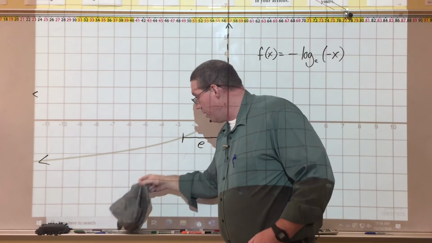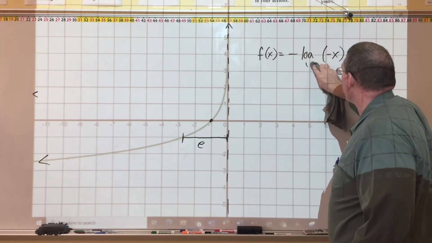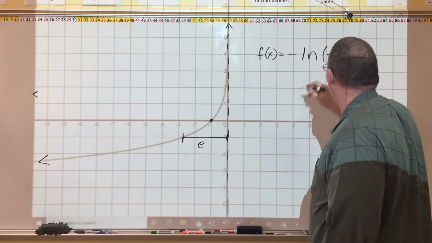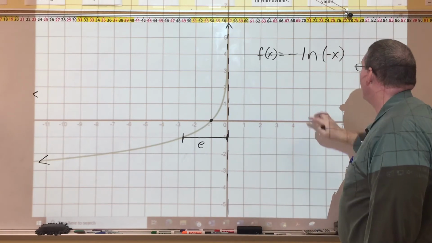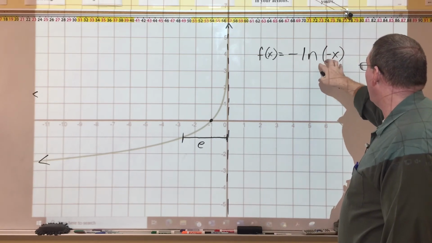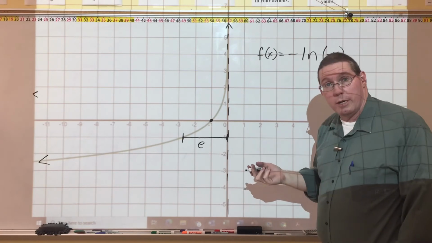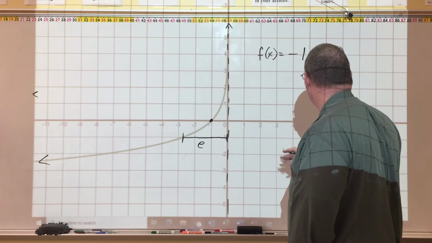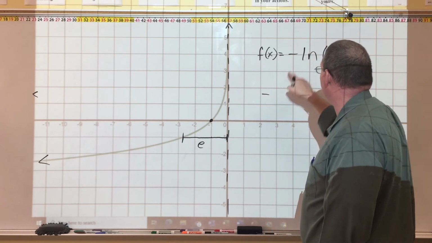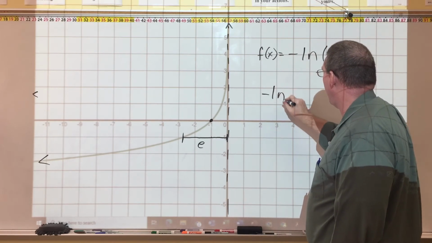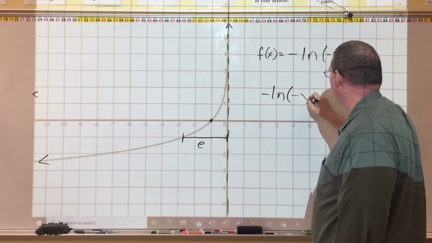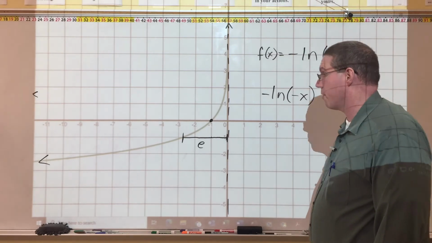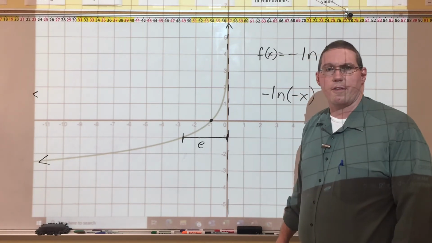But remember that we don't write log base e. When it's log base e, we write ln. Okay, so it's negative natural log, or negative ln of negative x. And the way that you would enter this into a computer, if you were typing in an answer, you would put the negative first, then L, then N, then a parenthesis, then negative x, then close the parenthesis. So negative natural log of negative x. Okay, let's do just one more example.